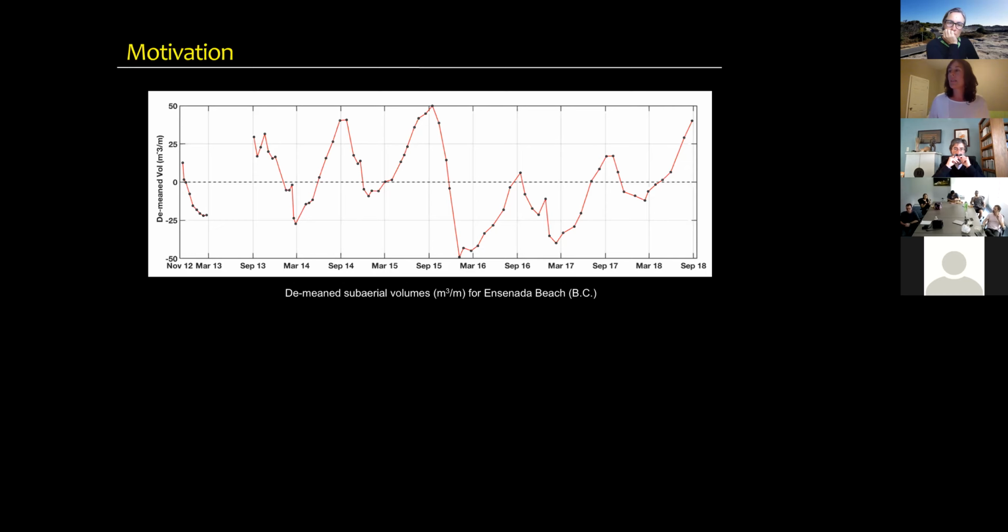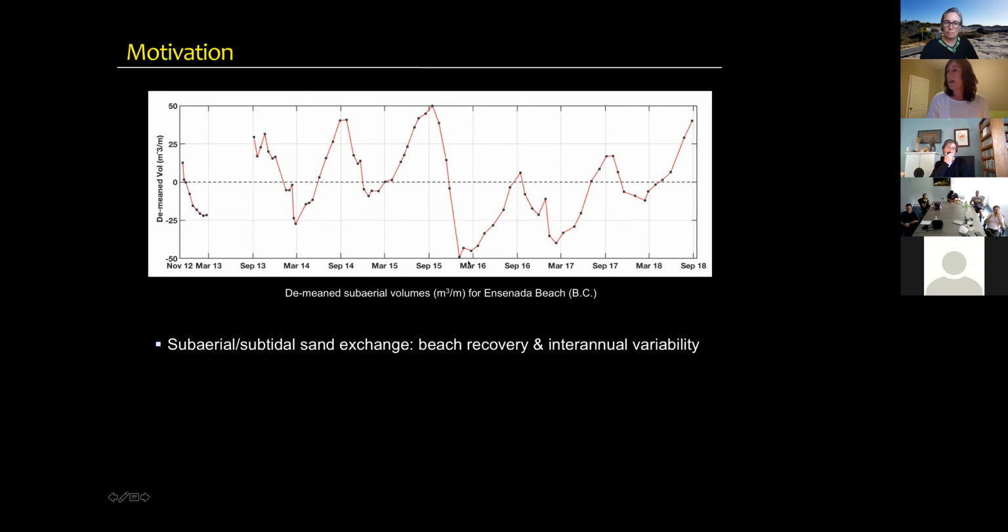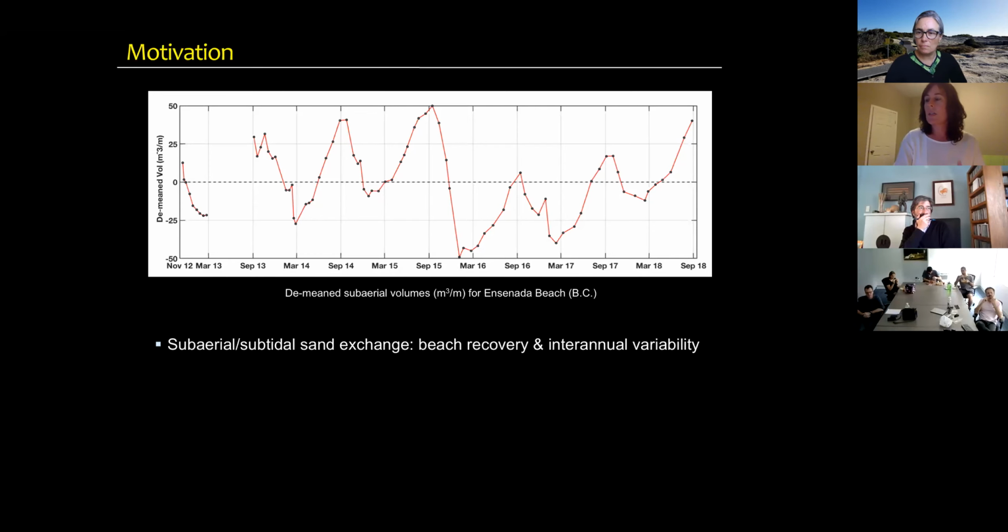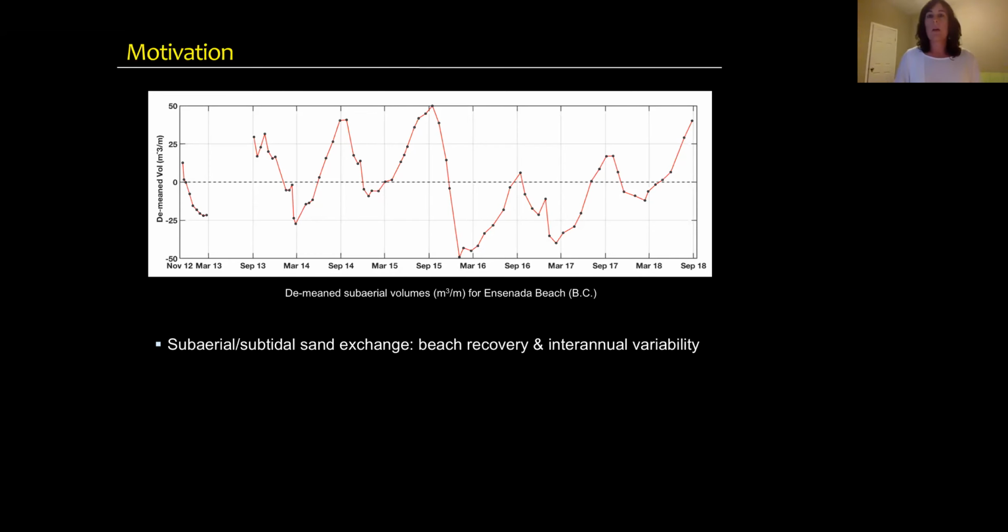Interesting things that we can see from this data set is, for example, the high seasonality. We see large erosive events. This was the El Niño 2015-16, and then beach recovery, the recovery of the beach in the following 3 summers. So I got this data set basically.